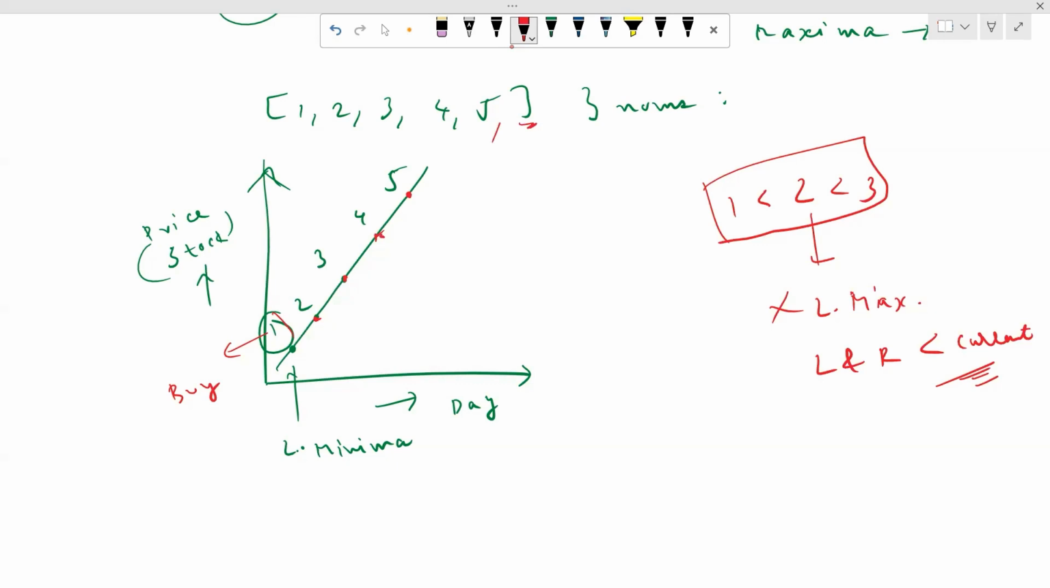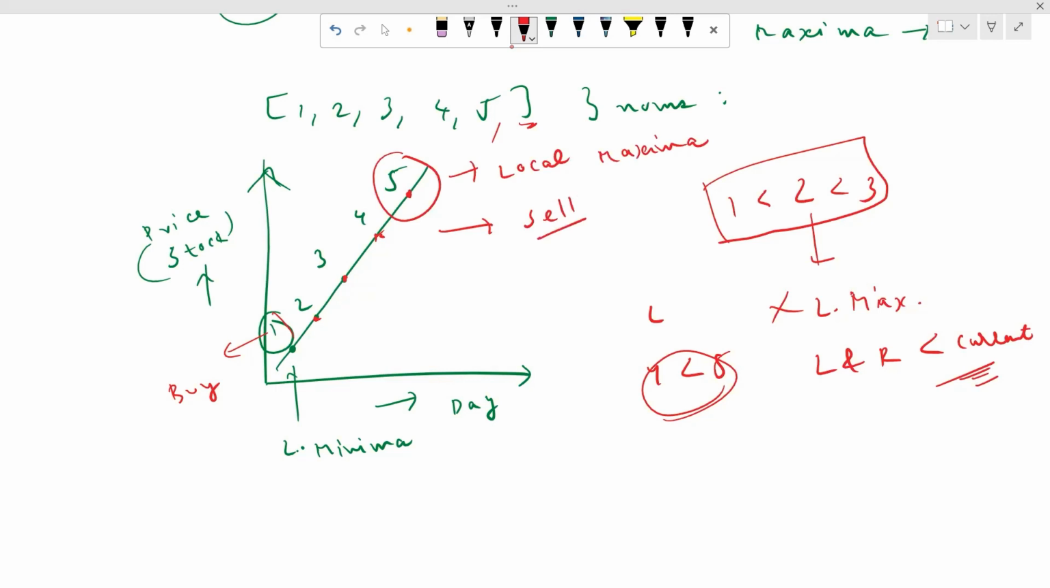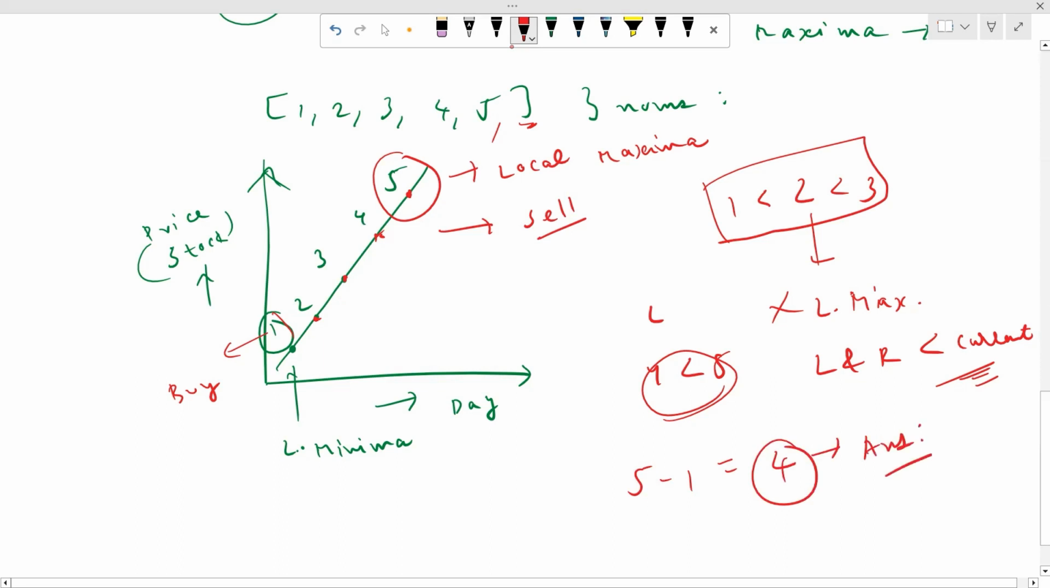So its left value, which is 4, is less than that of the 5. So our 5 can be considered as our local maximum, right? So we'll directly sell our stock on this day, on the fifth day, right? So our current profit will be equal to 5 minus 1, which is 4. So this is our answer.